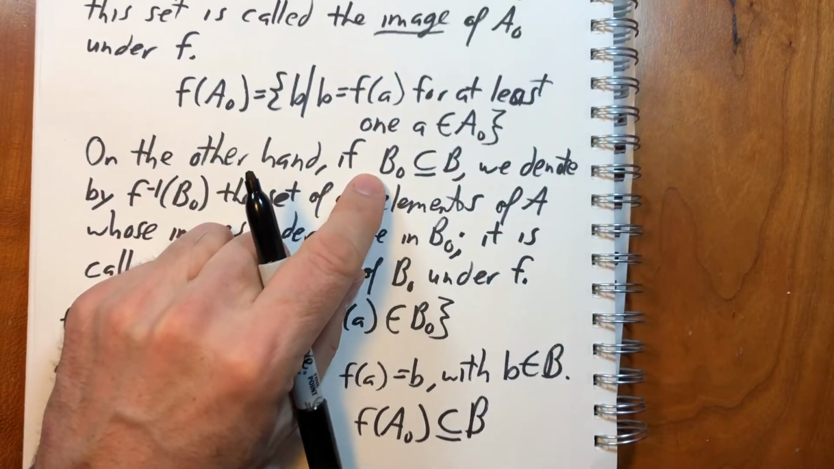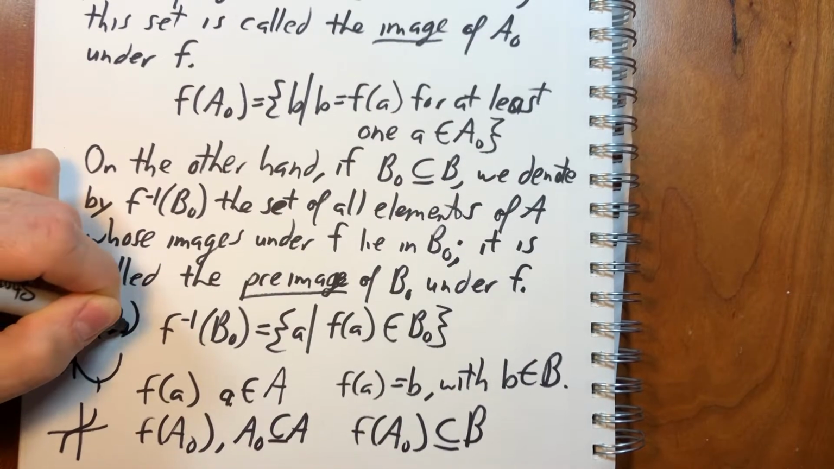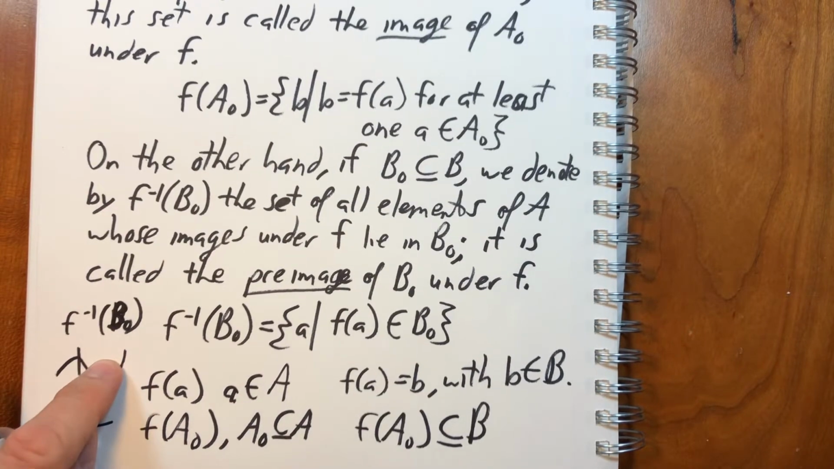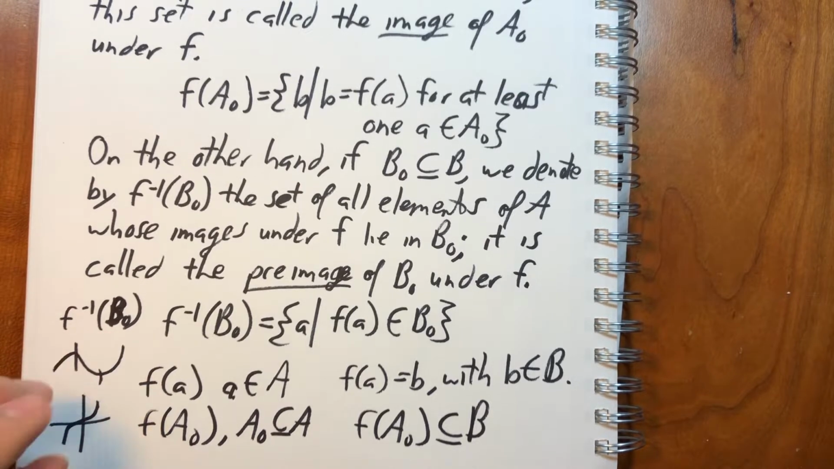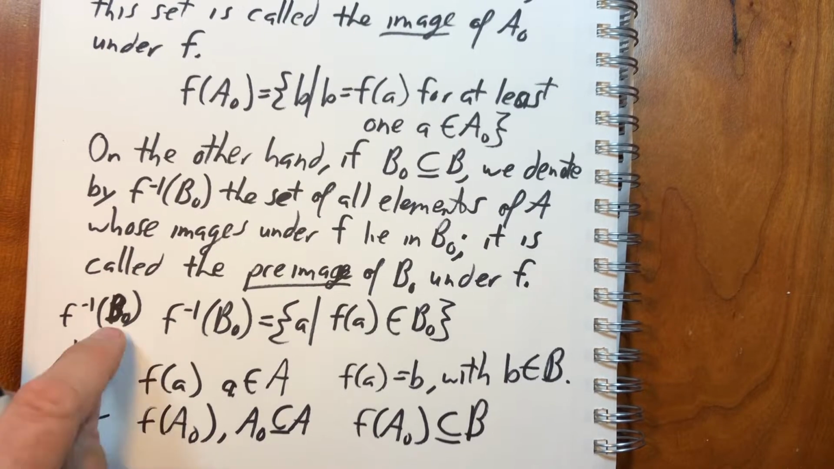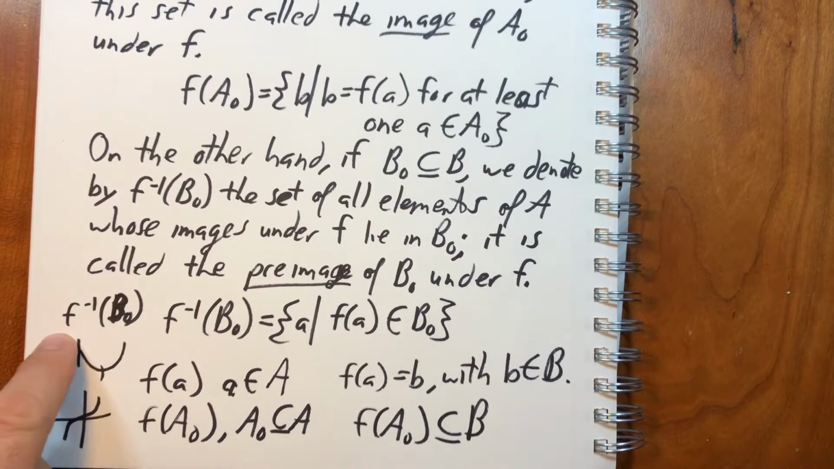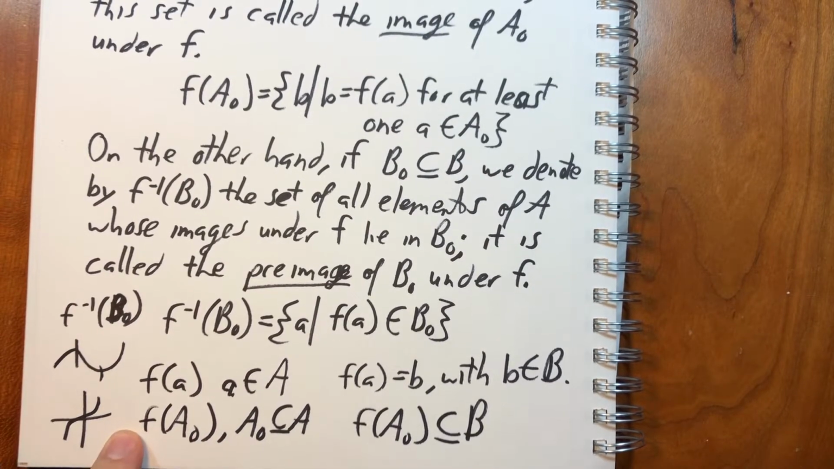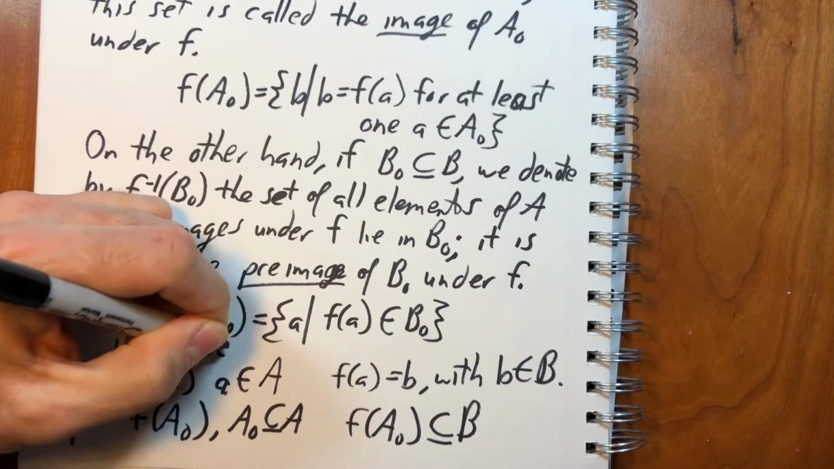But if B sub 0 is a subset of B, then f to the minus 1 of B0 has a meaning even if the function f to the minus 1 does not exist. f to the minus 1 of B0 means the set of all the elements in A whose images under f lie in B0. So the important thing to remember is that if the object inside the parentheses is a set, then the object in question is also a set. So this is a set and this is a set.